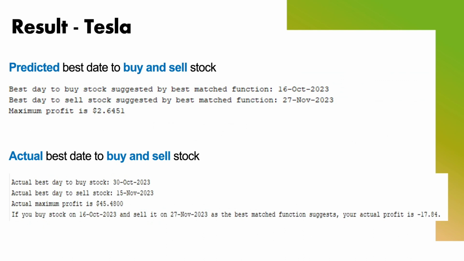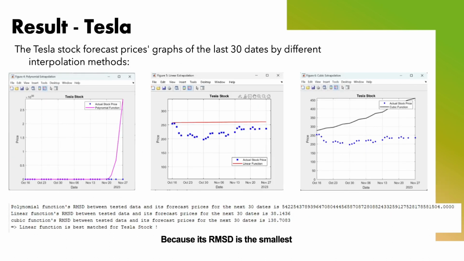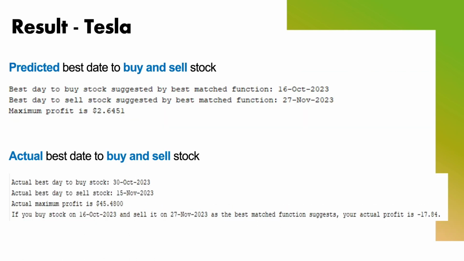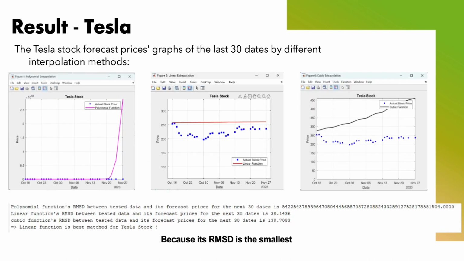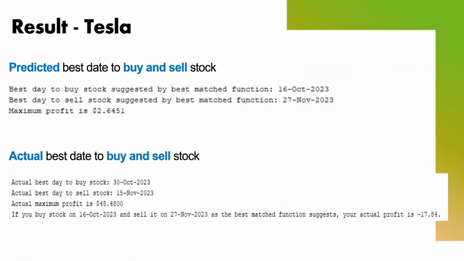So what's the best day to buy and sell stock? According to our algorithm, we choosing the linear function, right? And the best day will be from October 16 buying and November 27 selling. So the max profit is $2 something. But the actual best date, based on pure stock price, if you want to look at the lowest price and the highest price, you will see we can reach a max profit of $45.